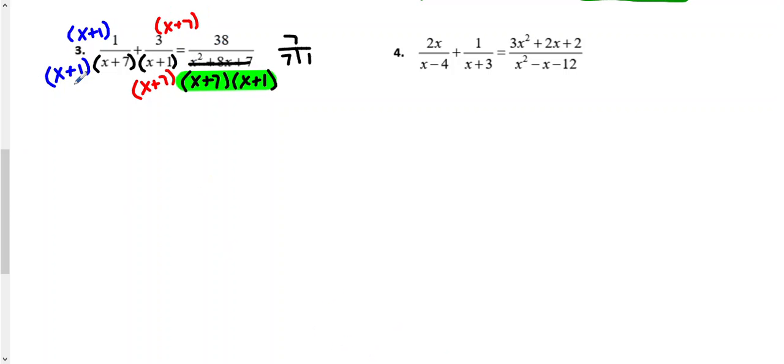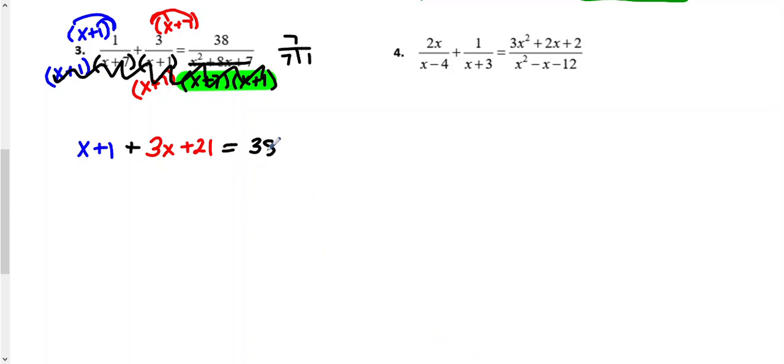Now I have all of my factors and all of my denominators to be the same, so we can cross it out. And we're left with, well, we have 1 times x plus 1. So if I distribute that, I still get x plus 1. Carry down my plus sign. 3 times x plus 7. I'm going to distribute that and get 3x plus 21 equals 38. And since there are no x squareds, I just have to solve like I'm in Algebra 1.